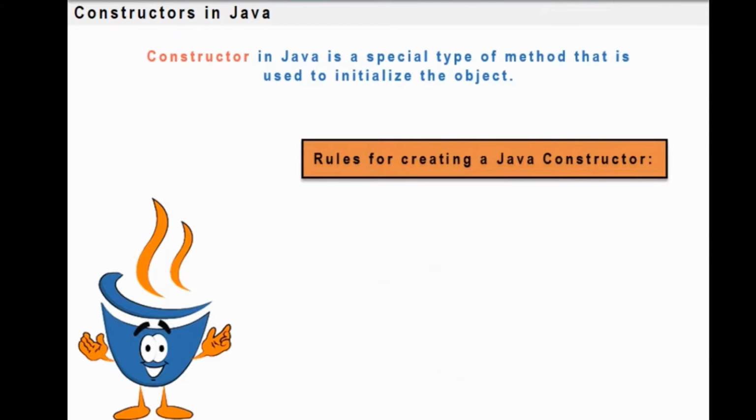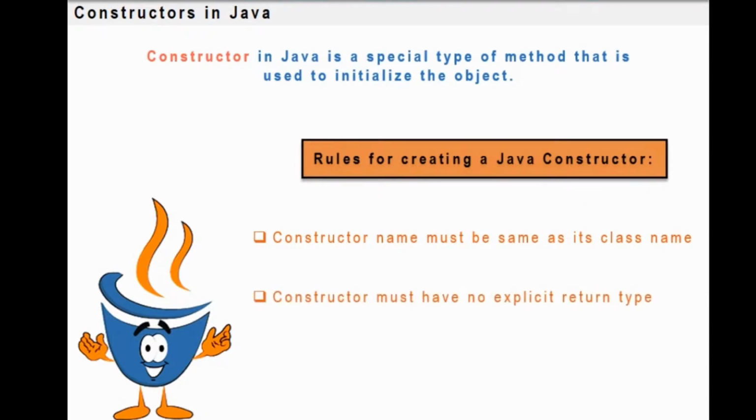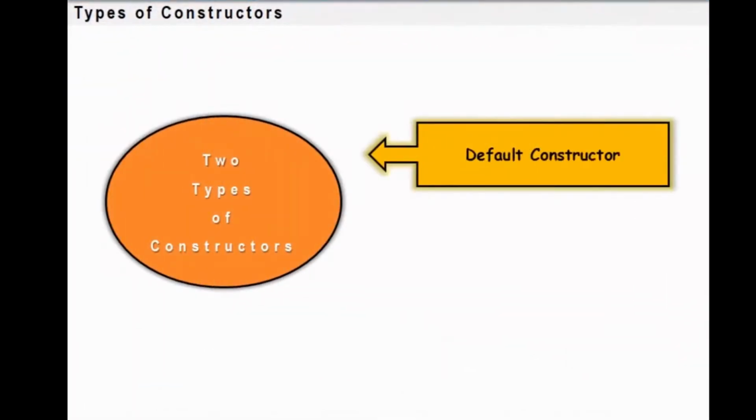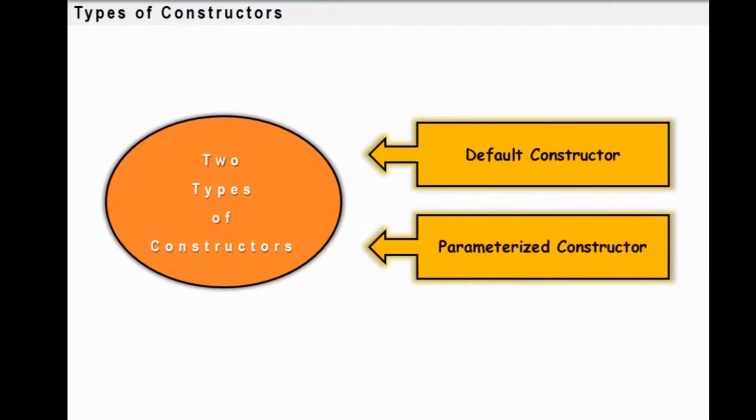There are basically two rules defined for the constructor. A constructor name must be same as its class name, and a constructor must have no explicit return type. There are two types of constructors: default constructor or no argument constructor, and parameterized constructor.